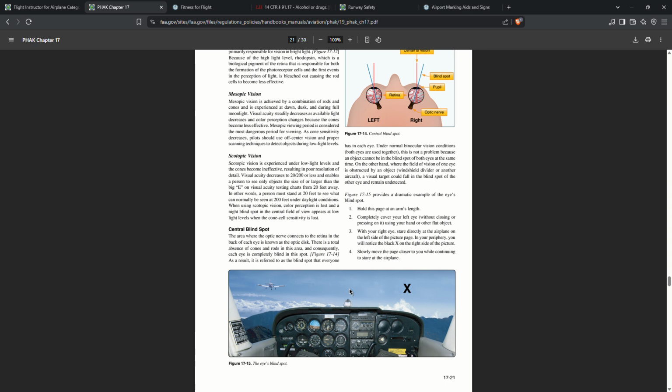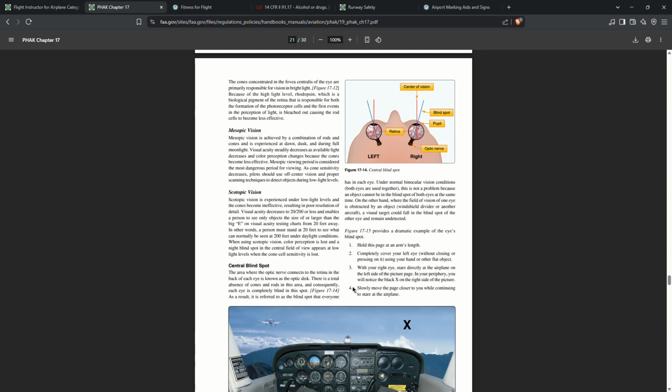Another thing to consider is blind spots and why we do clearing turns. Our aircraft has specific blind spots. I could scan for traffic all I want, but if I can't look past my wing struts, I won't be able to see any traffic within there. So we do clearing turns for that.